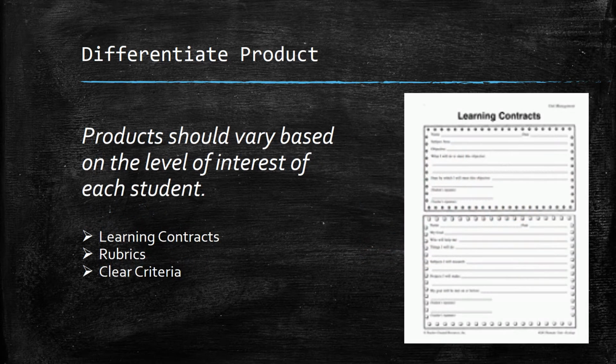According to Tomlinson, this is the most common form of differentiation, the product. Products can vary based on the level and interest of each student. Teachers can give students choices or propose their own designs. To make this work, students should be given clear criteria to understand what they must complete. This can come in the form of a rubric or learning contract. When products clearly address the learning goals and students are given choice, students thrive.